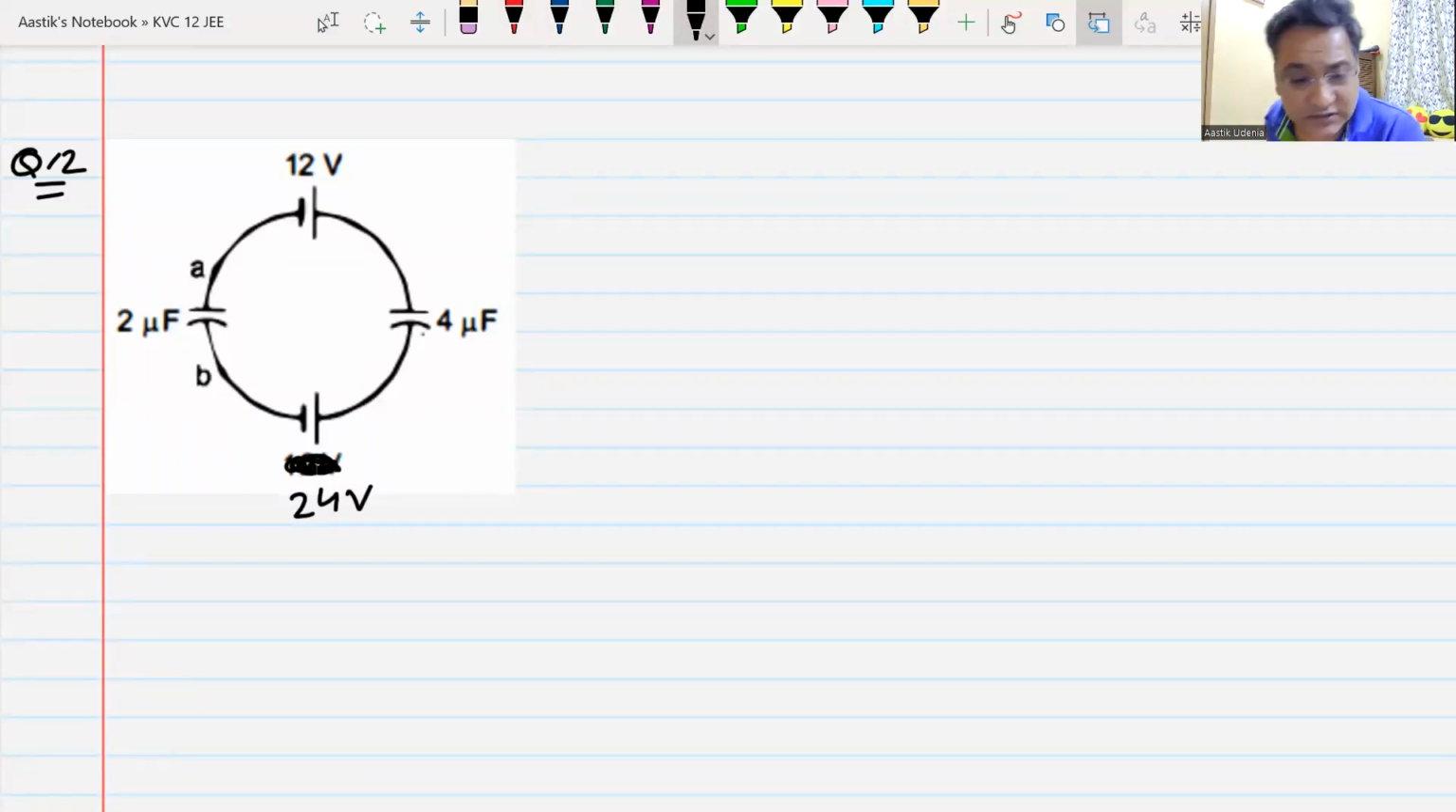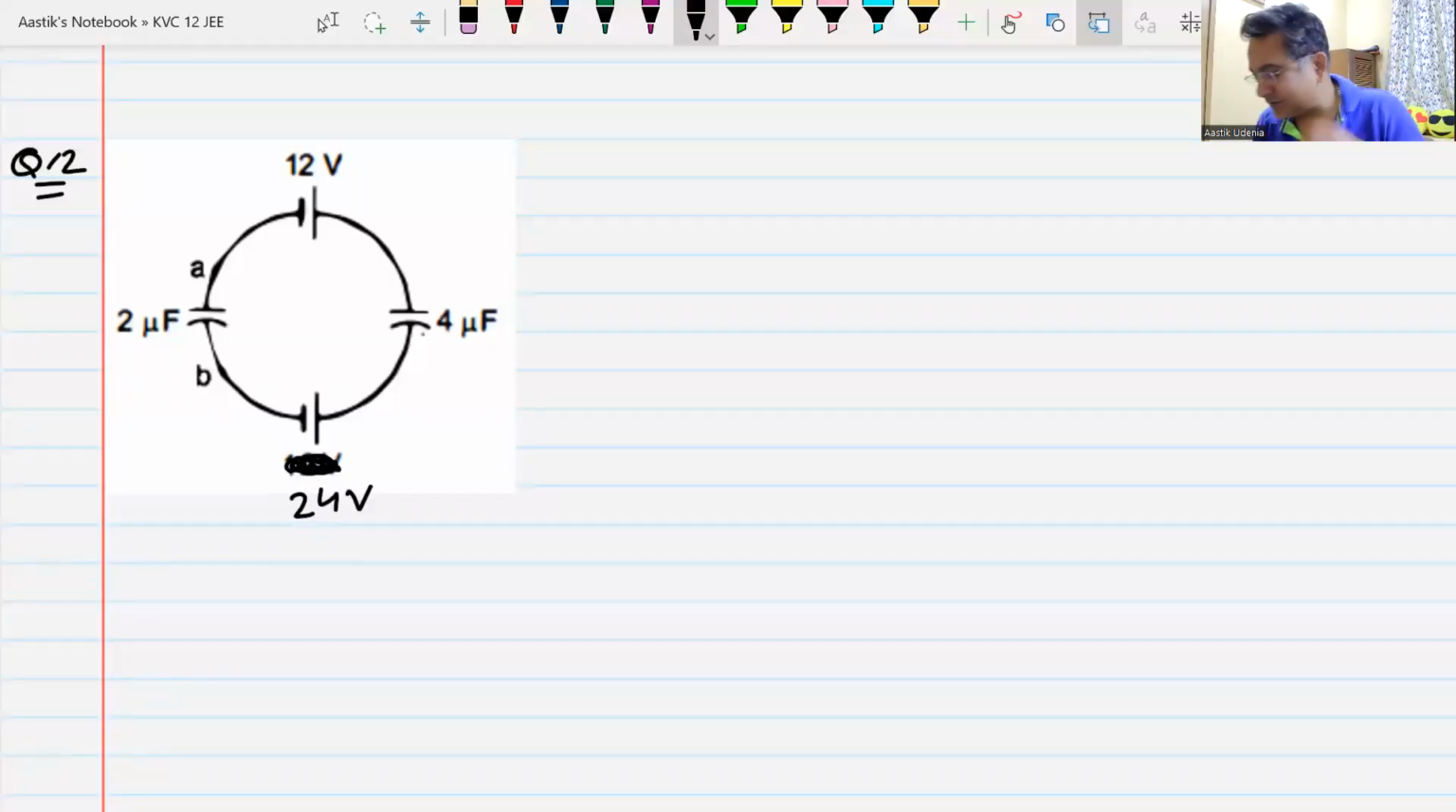So you have to find the charges on each of the capacitors. There are two capacitors as you can see. They are also asking you to find out VA minus VO. First, find out this: the charge on each capacitor. I'll give you 2 minutes to give me the answer.